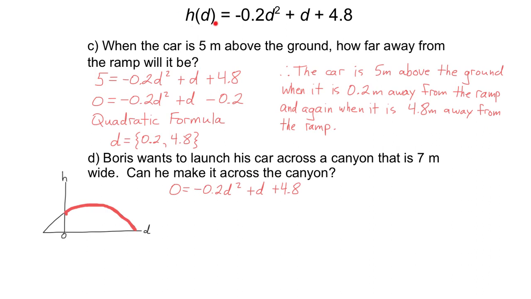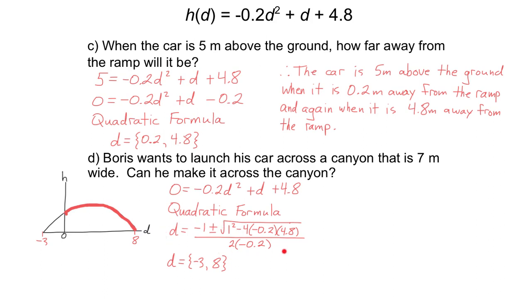So I know height is 0, so replace height with 0, and now I'm going to calculate what d is. Well, that looks a lot like the last question, so I'm going to solve it in a similar way. So when I use the quadratic formula to solve this equation, I get two answers, -3 and 8. If I think about where that would be on a graph, well, -3 is over here, 8's over here. These are the x-intercepts I just found. So now I can answer the question, can he make it across the canyon? The canyon's 7 meters wide. Well, if his ramp's right at the edge of the canyon, he'll land 8 meters away. That'll make it over the 7 meter canyon. So I can say he will be able to cross the canyon.